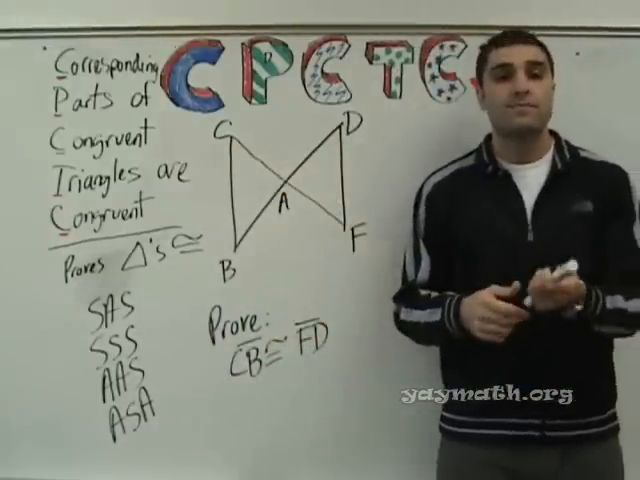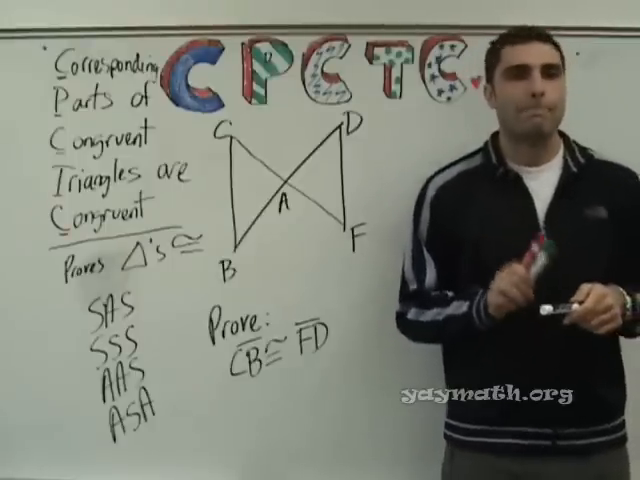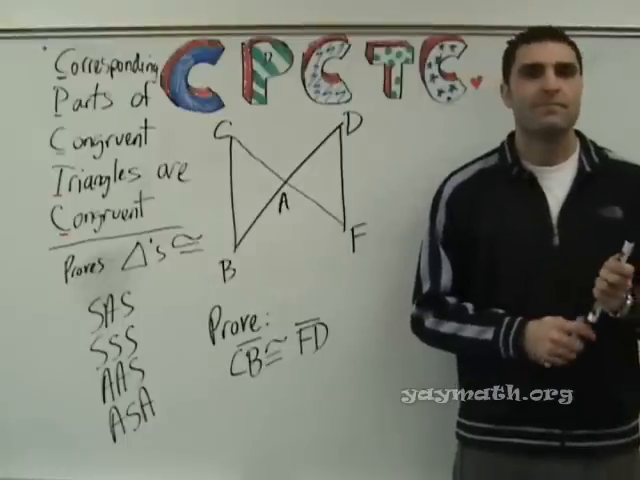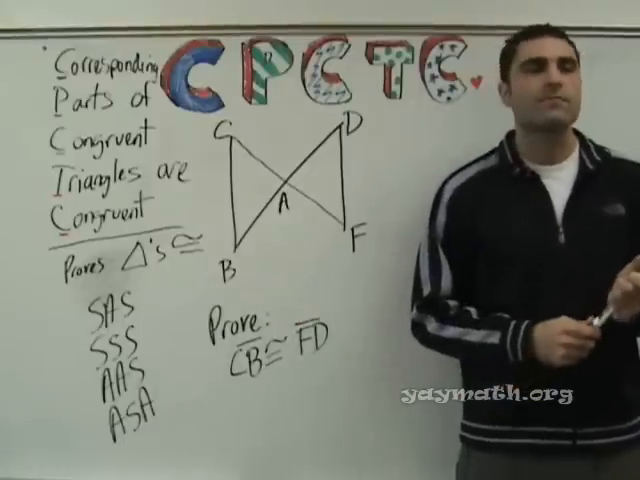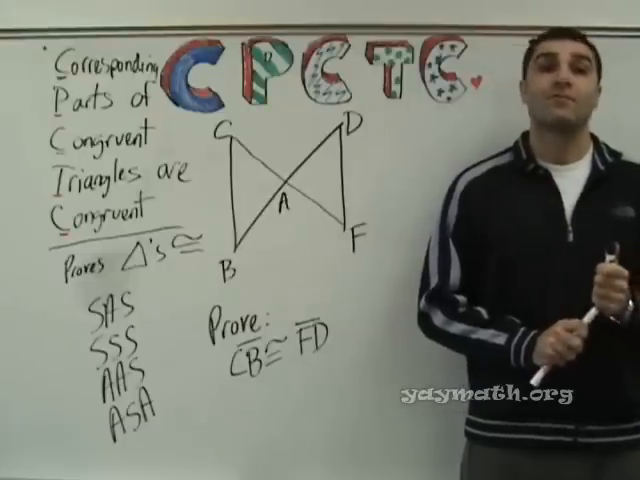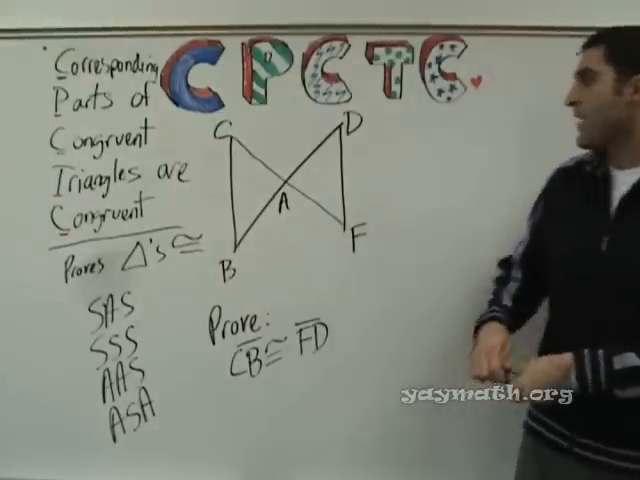So does that mean if we were writing a two-column proof, instead of the last one being triangles are congruent, and the reason being SSS or any of those laws, it would be CB is congruent to FD, and then the reason would be CPCTC? Right. It's the last line of a triangle proof. Very good. Let's go ahead and do that.